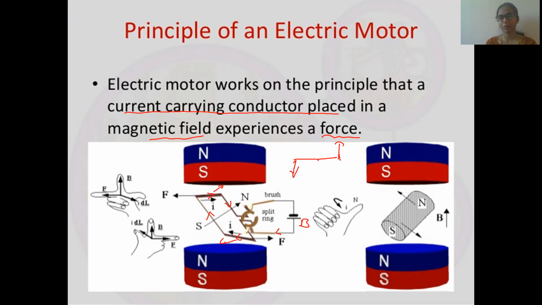So what happens, children? About this axis, it will try to rotate like this, right? Because a couple force exists on this coil when a current carrying conductor is placed in a magnetic field. This will be explained using Fleming's left hand rule again.